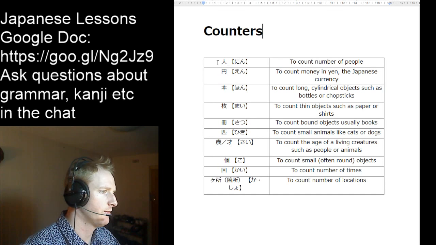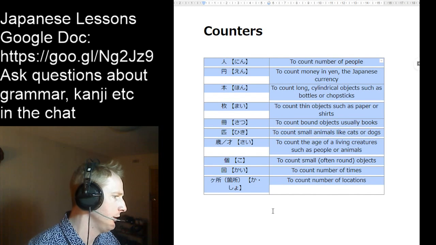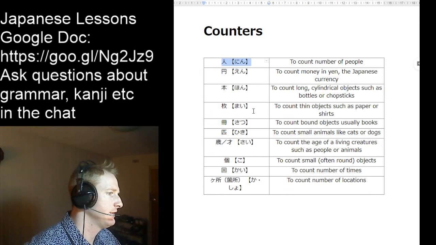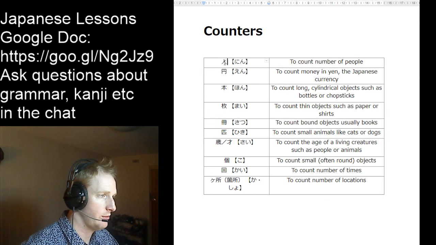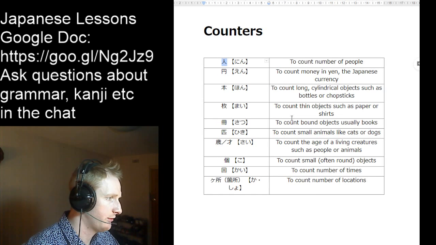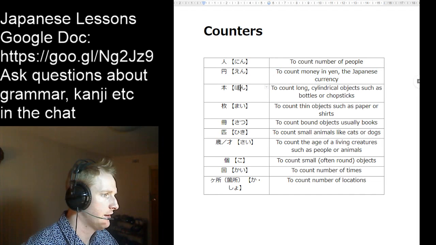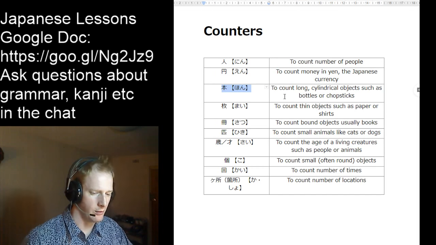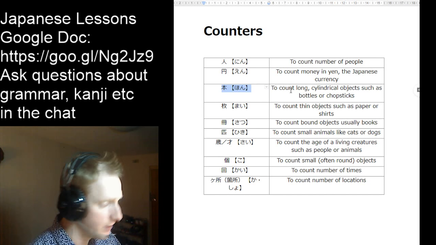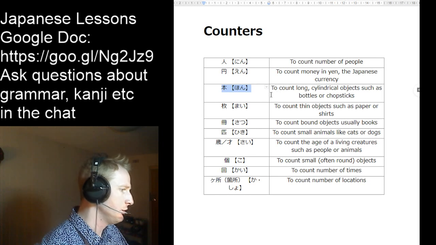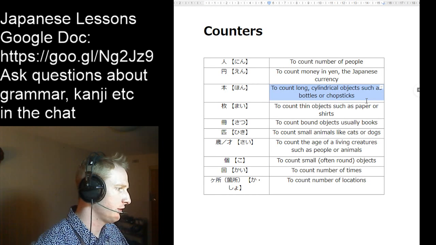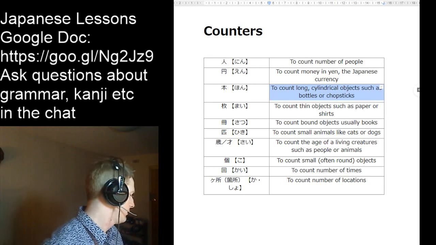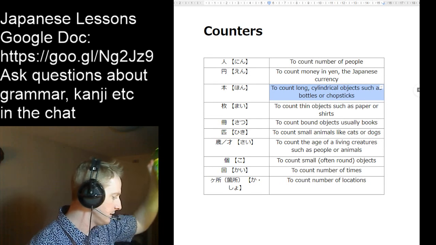All right, so some of these you might know, some of them you might not. So we have nin. All right, this is the character for person. We saw this a while ago, so to count number of people. We have en. We saw this before, so to count money. There's also a counter, hon. All right, so this character, a lot of you are like, well, this means book. Okay, if you know your kanji. Yes, it does mean book, but we also use it to count long cylindrical objects. Okay, so for example, my water bottle here.